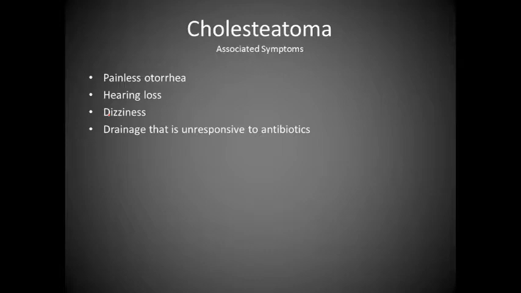The associated symptoms are painless otorrhea, hearing loss, dizziness, and drainage that is unresponsive to antibiotics. Typically what you see is abnormalities with the hearing, as that's where it's going to go in the temporal bone. Because you can have abnormalities with the hearing, you can also have dizziness, basically mirroring an inner ear infection, which causes fluid buildup and inability to actually have the balance, or the equilibrium, that you once had.